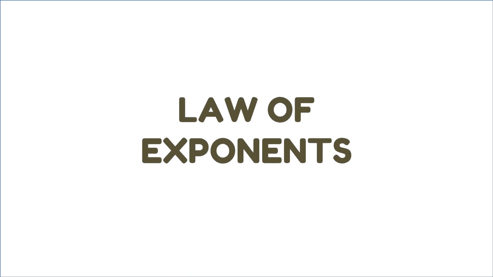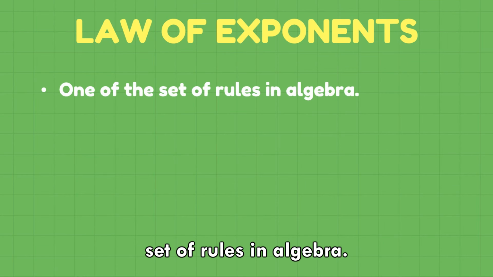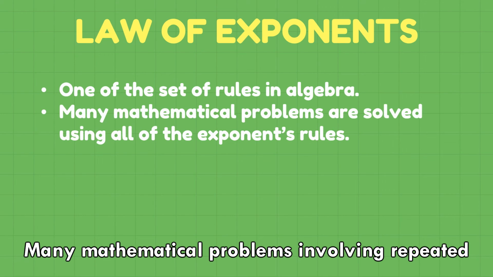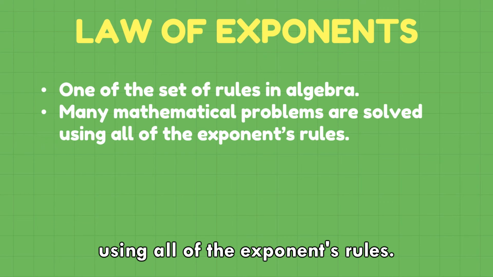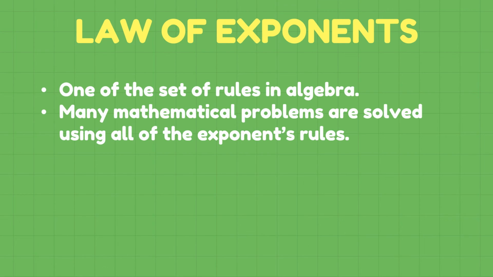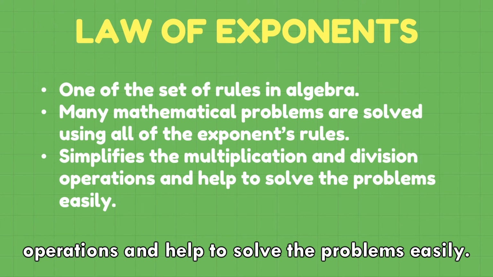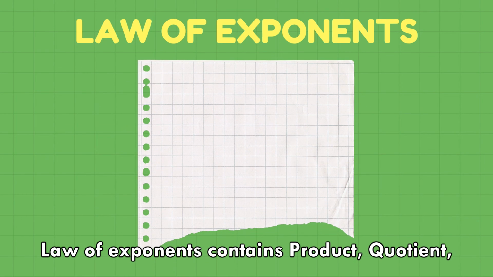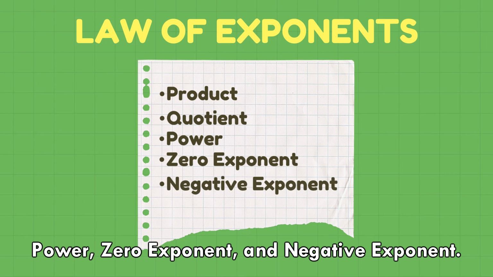Law of exponents. The law of exponents is one of the set of rules in algebra. This set of rules is very important to know. Many mathematical problems involving repeated multiplication are solved using the exponent rules. This simplifies the multiplication and division operations and helps to solve the problems easily. The law of exponents contains product, quotient, power, zero exponent, and negative exponent.